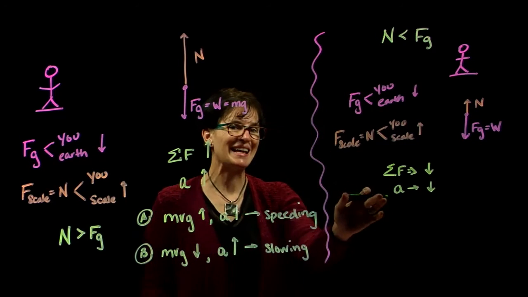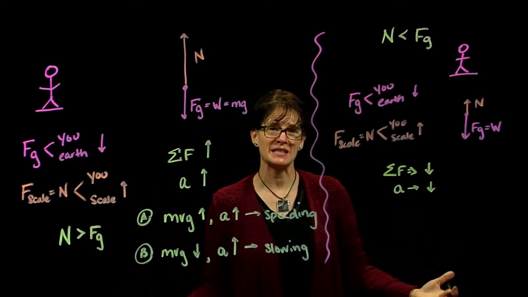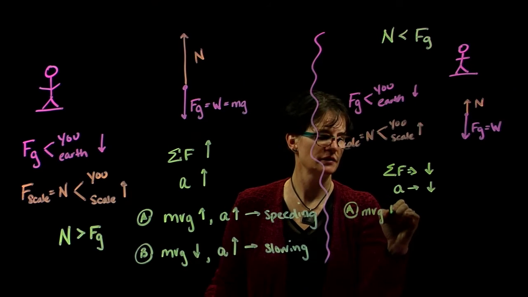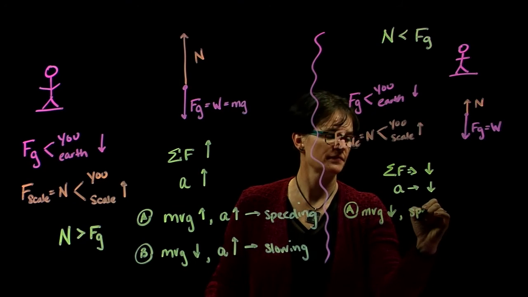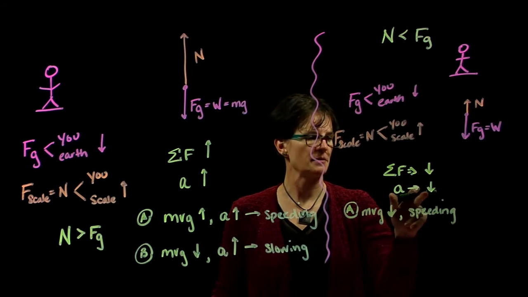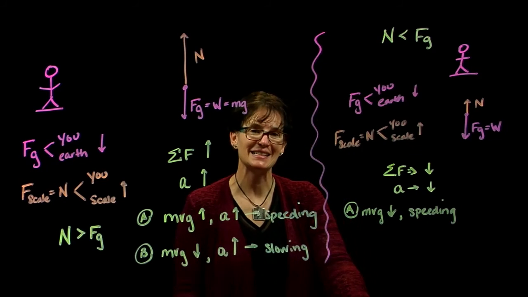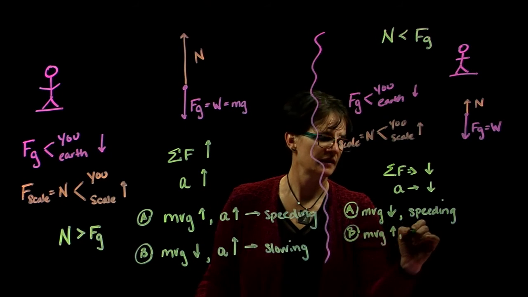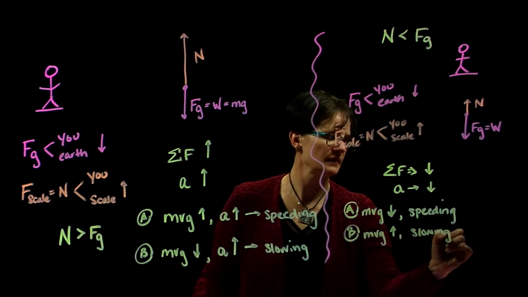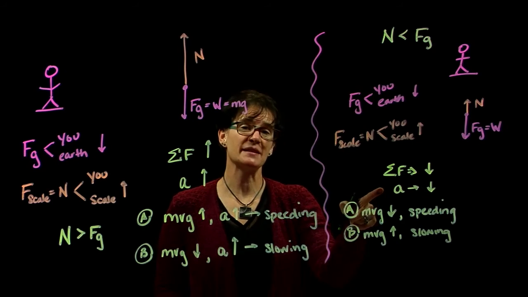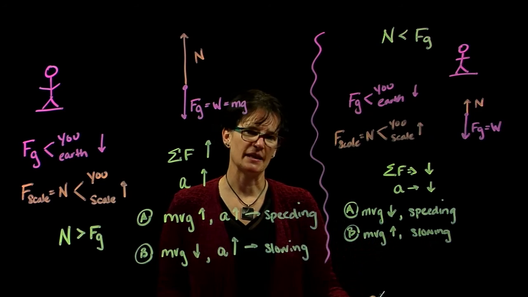So, when can the elevator be moving with a negative acceleration? Well, one situation is that it can be moving down and speeding up. If my direction of motion is in the downward direction and my acceleration is in the downward direction, then indeed I must be speeding up. Or I can be moving up and slowing down. If the direction of motion is opposite the direction of the acceleration, so if I'm moving up but my acceleration is down, then I'm slowing down.